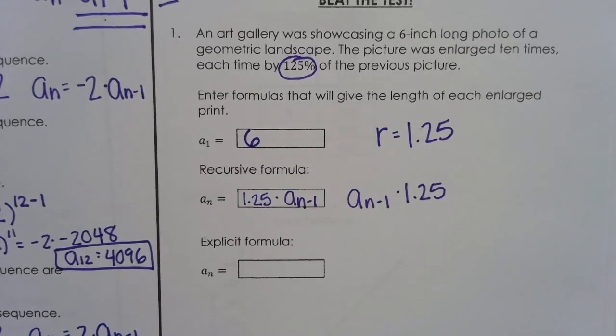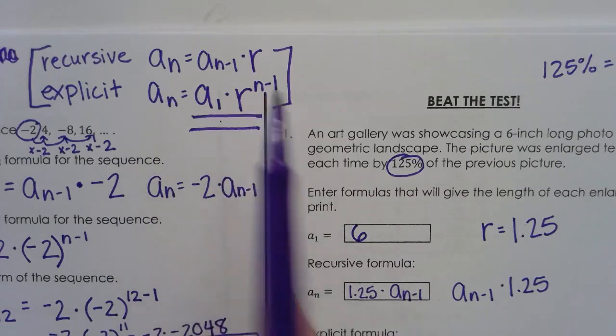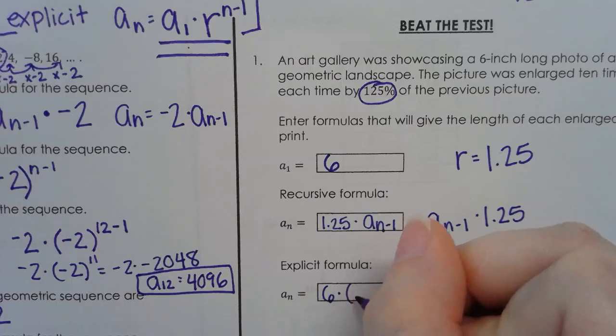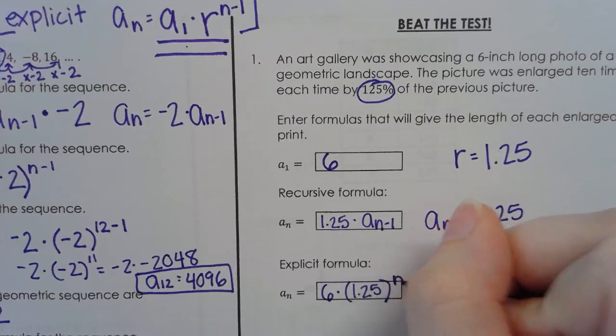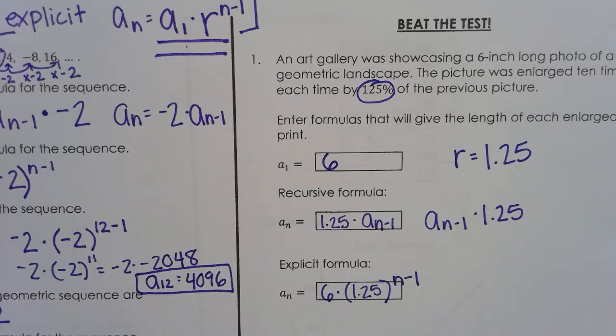The explicit formula is very similar. It still uses the common ratio, but remember the explicit formula goes back to the first term. So from up here where we wrote it, a sub n equals a sub 1 times r to the n minus 1. So a sub 1 was 6 times my r was 1.25. I'm going to put it in parentheses just because it's a little more to write, to the n minus 1 power. Okay, so we can answer any questions now based on this explicit or this recursive formula.